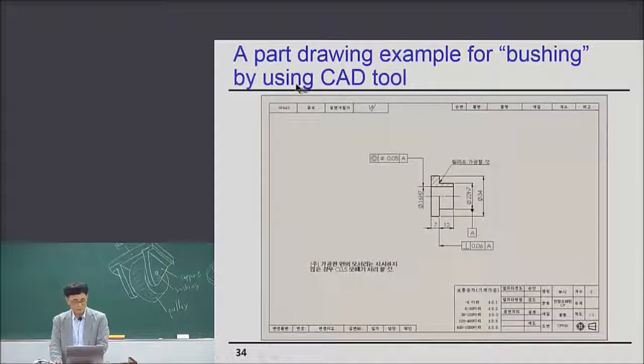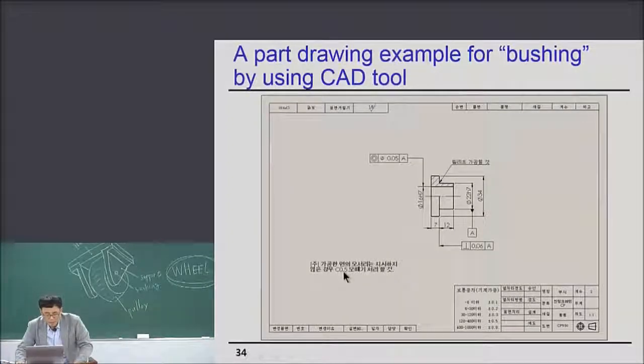Right? Okay. So I'm going to give you one example for the bushing, for your project. I show you a part drawing for the bushing. Please see the note. I'm sorry, this is in Korean, but this is a note for the C.5 chamfering. So please look for the counterpart of the English version, the C.5 note.